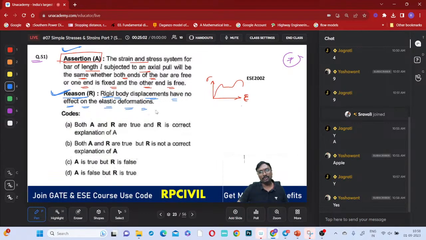Because of this only, whether the ends are free or the ends are fixed, whatever the condition, it is the same. So which option will be the appropriately correct one?